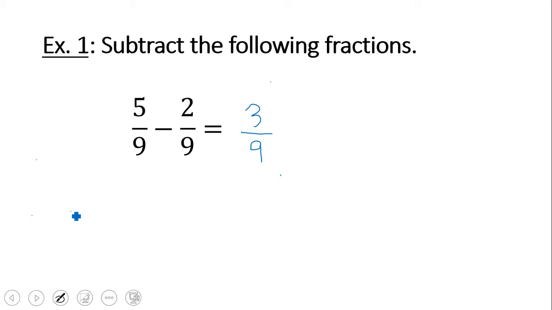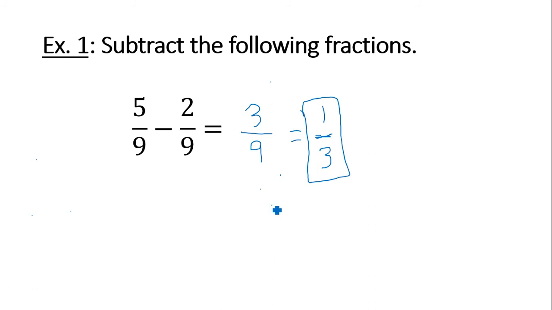So for instance, 3 can be divided by 3 and 9 can be divided by 3. So 3 divided by 3 equals 1, and 9 divided by 3 equals 3. So that means that 1/3 is the final answer in reduced form for 5/9 minus 2/9.